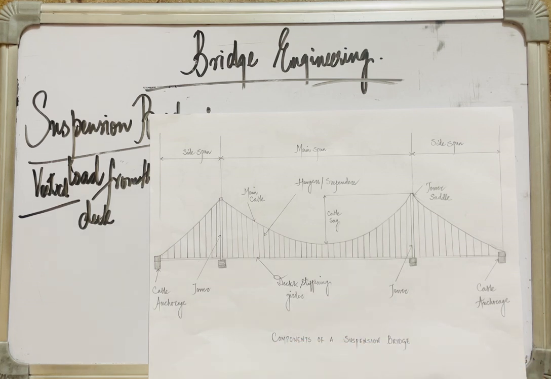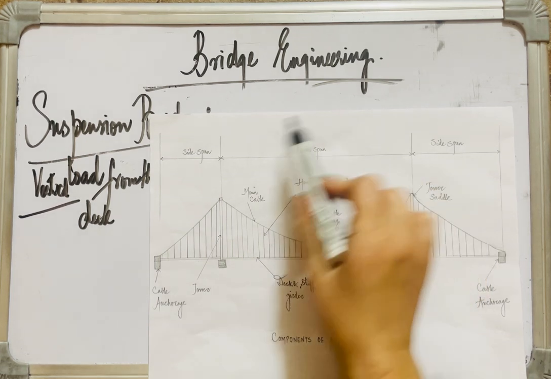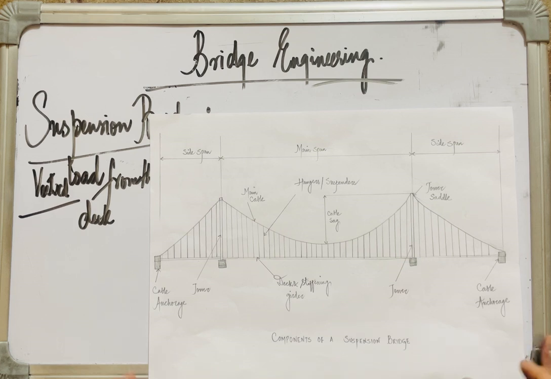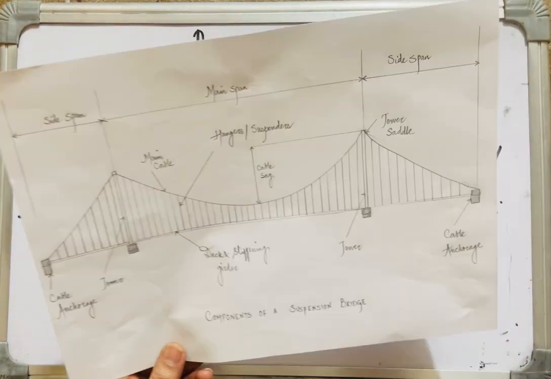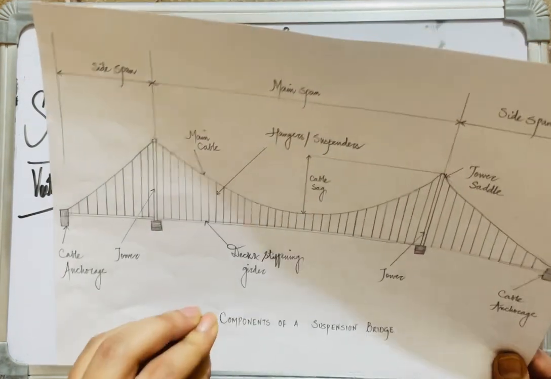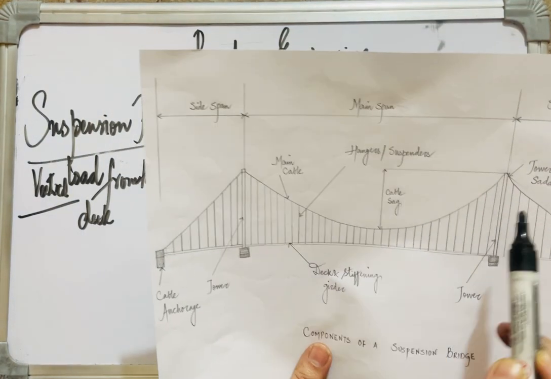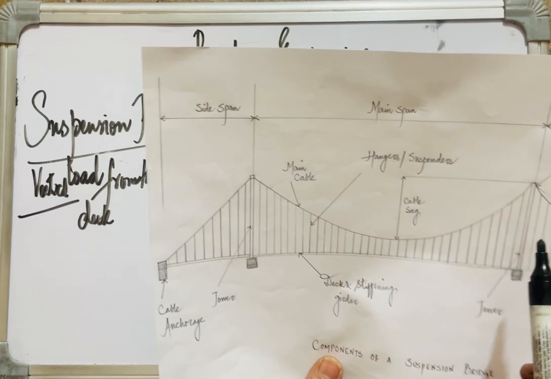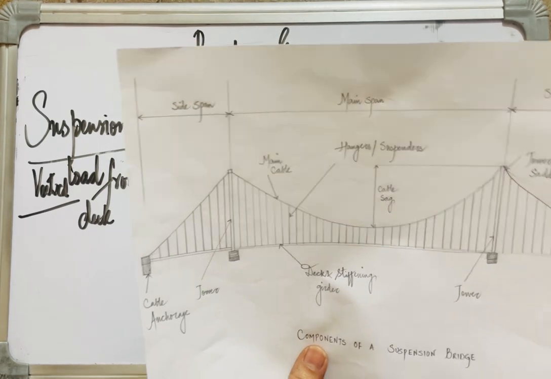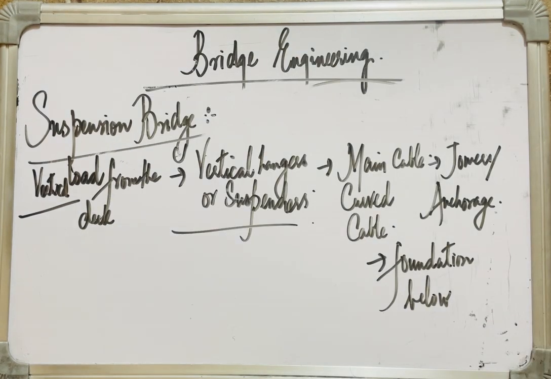The span of a bridge is the center to center distance between two adjacent supports or piers or abutments. So in the case of a suspension bridge, the center to center distance between two adjacent towers is the main span of a suspension bridge. All right, we have studied the suspension bridge, its components, and the function of each and every one of these. So the load first comes from the bridge deck, then it gets transferred to the main cable via hangers or suspenders, then from the main cable to the towers, and then from these towers to the foundations and the anchorages, and then to the ground below. All right, this was about the suspension bridge.